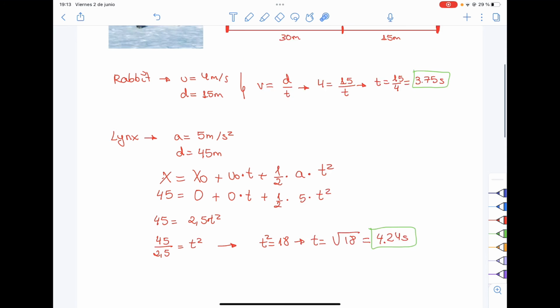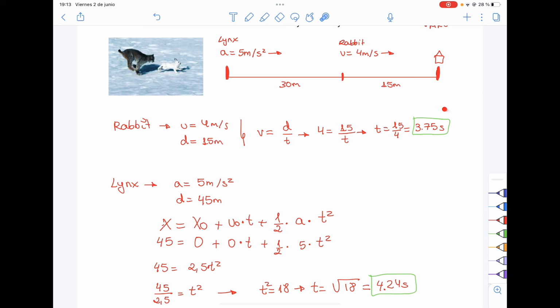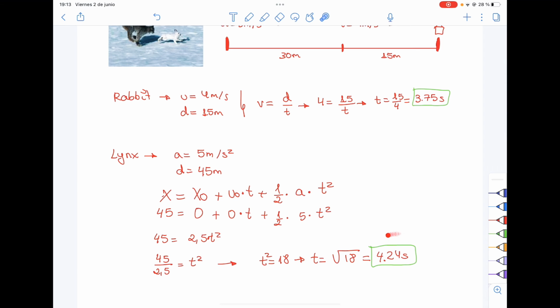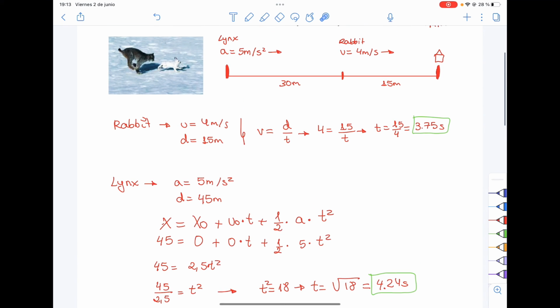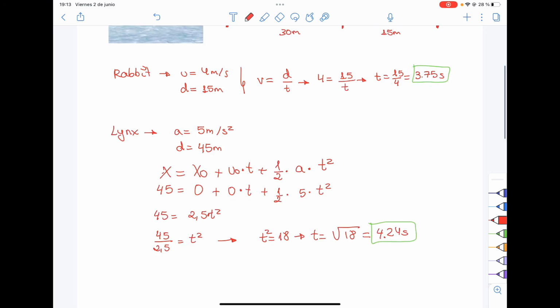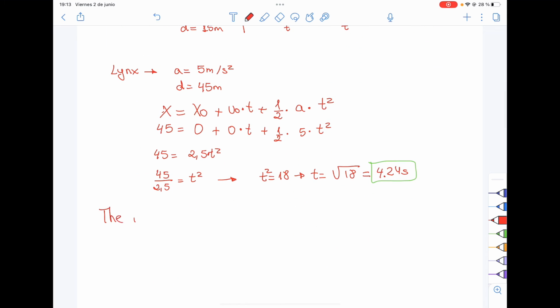4.24 seconds. So the rabbit arrives to the house in 3.75 seconds. And the lynx needs more than 4 seconds to arrive to the house. So the rabbit arrives earlier, so it survives.